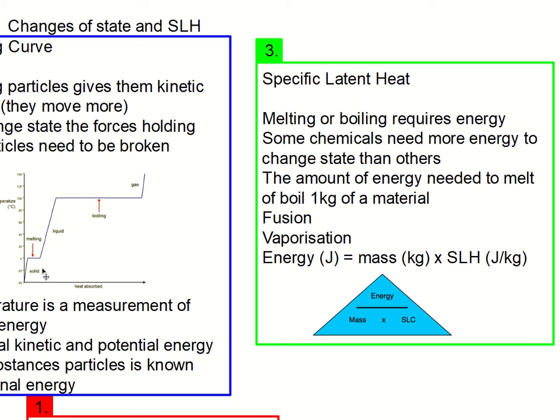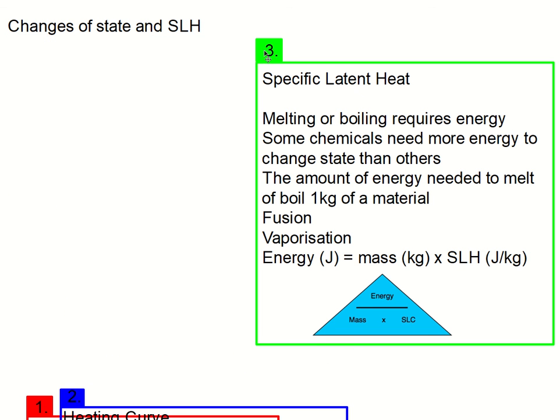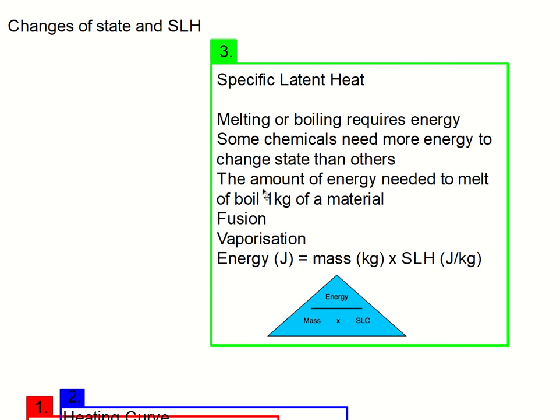And if we go back to this graph, you are still heating up the particles here, but because the temperature is no longer rising, it looks as though the effect of that heat energy is hidden from view. You can't see the thermometer rising, the temperature's not rising. So that's where the word latent comes from. So specific latent heat is basically the amount of energy needed to melt, or boil, that should say, 1 kilogram of a material. There's two different ones.